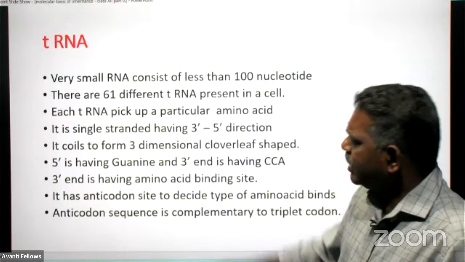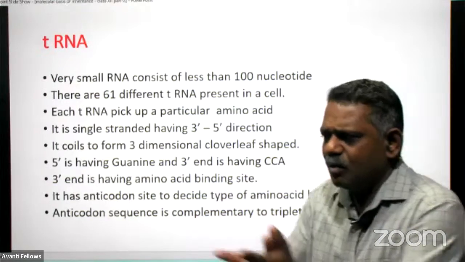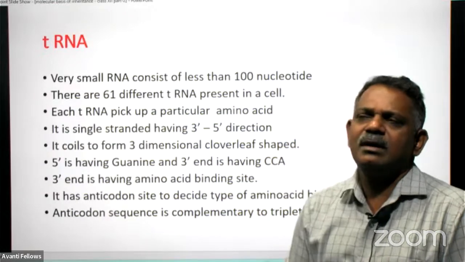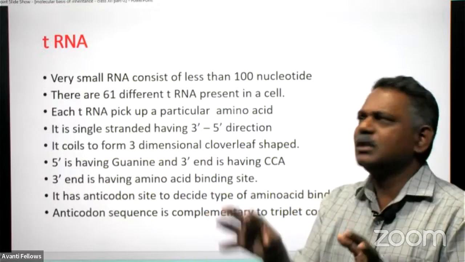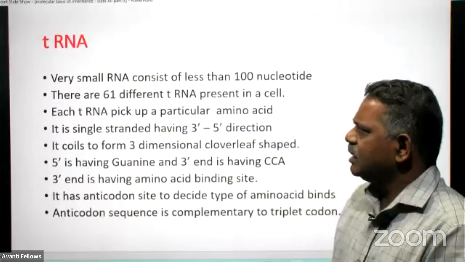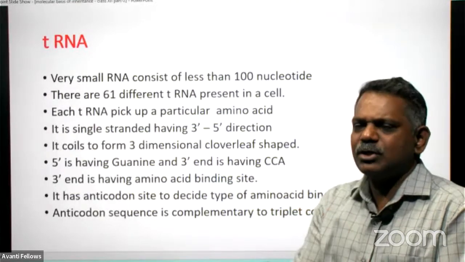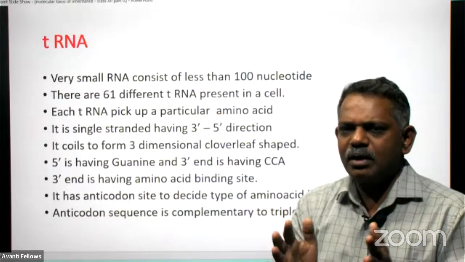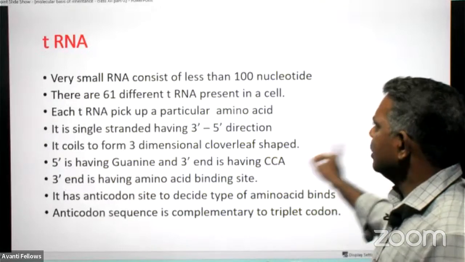And based on that, according to the anticodon sequence present in the tRNA, it will go and pick up that particular amino acid and place it at that site of protein synthesis. So the sequence of amino acids in the protein is actually determined by the mRNA only, but based on this message given by the mRNA, the tRNA only picks up that particular amino acid to the site of protein synthesis, right?